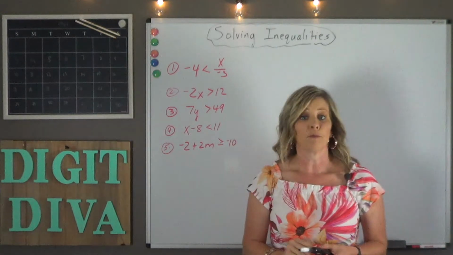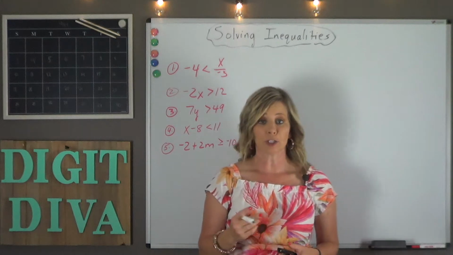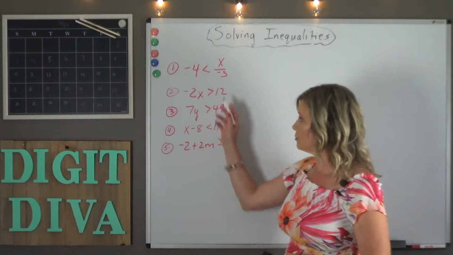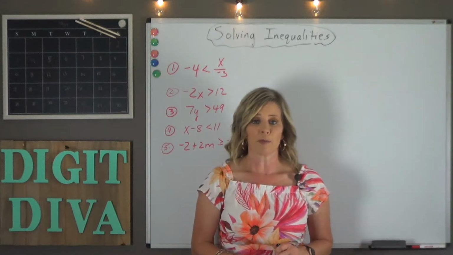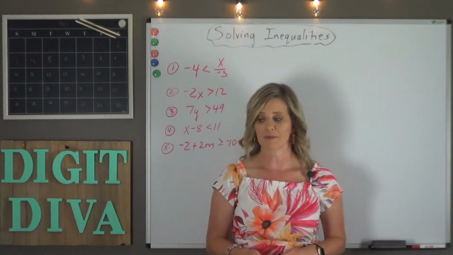Okay, so there are mainly one-step inequalities. When we get to the bottom, we have a two-step inequality. But before we begin, I want to talk to you about these symbols. When we graph them on the number line, there are special rules we have to abide by. Let's look at the next slide.